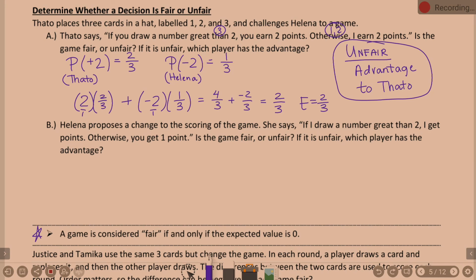Okay, B. Let's change it up. Helena proposes a change to the scoring of the game. She says, if I draw a number greater than 2, I get, and this is supposed to say 2 points. Otherwise, you get 1 point. Is this game fair or unfair? If it is unfair, which player has the advantage? I'd say it's fair.